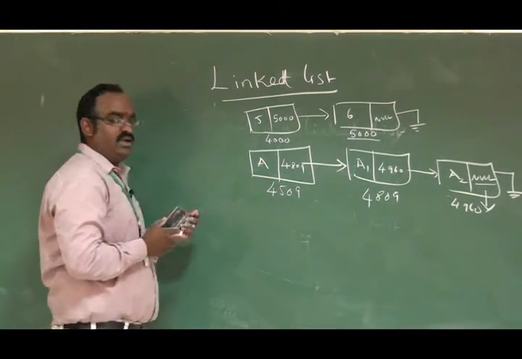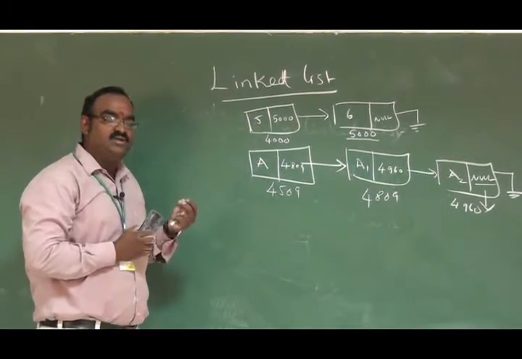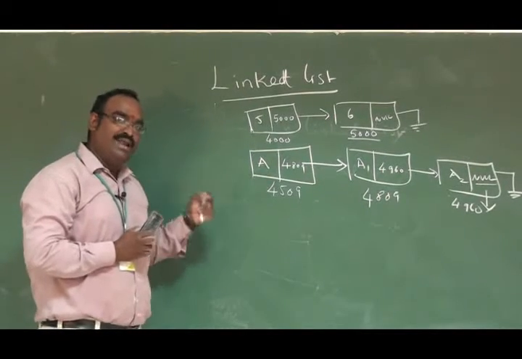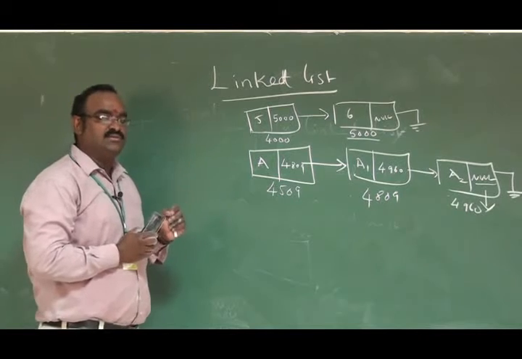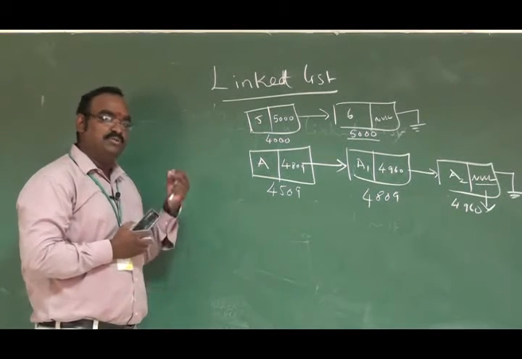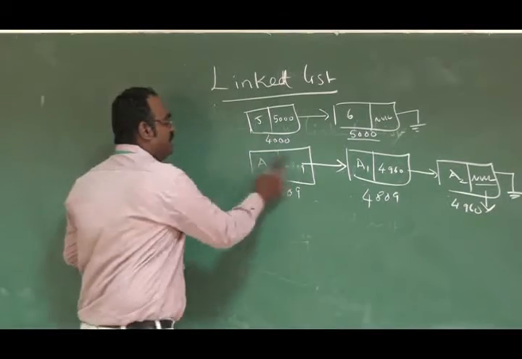So how do we insert a particular element? All the operations we have seen in a list can be performed in a linked list also, because it's a non-linear data structure. It's an ADT, an abstract data type. So how do we perform insertion on this linked list?